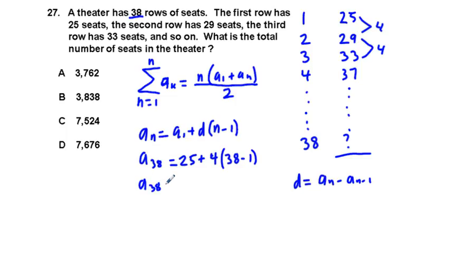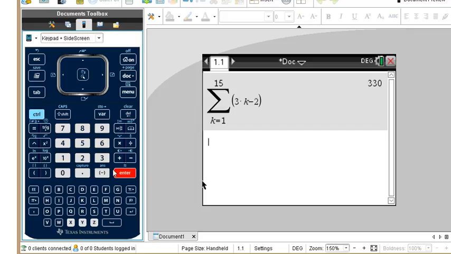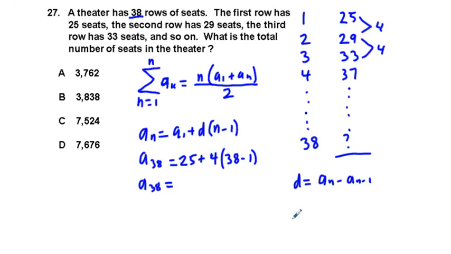So I'm just going to go to our calculator and put in 25 plus 4 times, I'm going to put in 38 minus 1, parentheses here, we get 173. So going back here, we have a sub 38 equals 173.